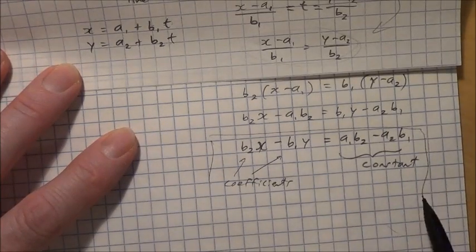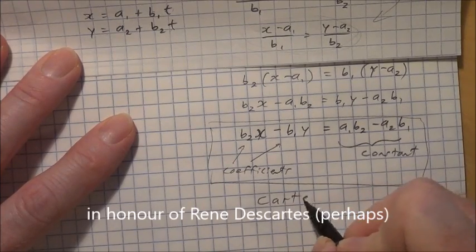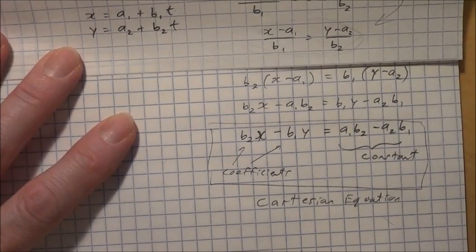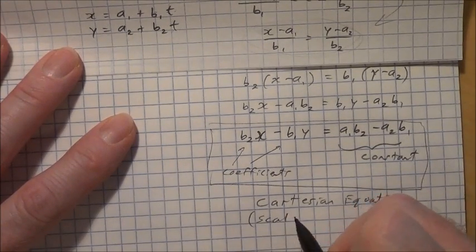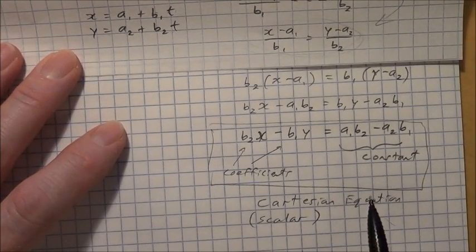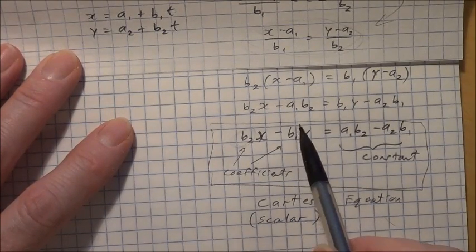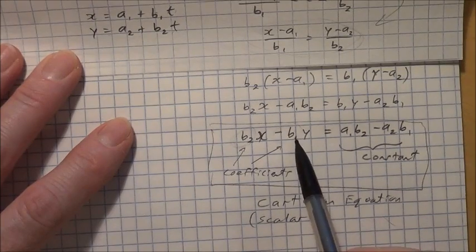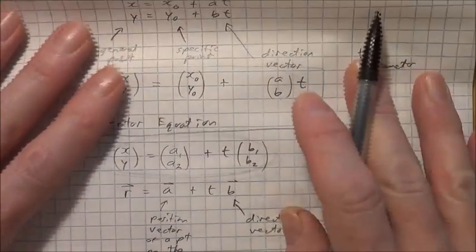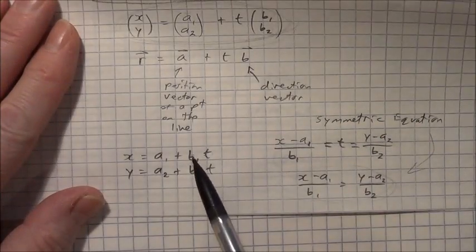This equation is actually called the Cartesian equation. Also, it can be known as the scalar equation. But this is the Cartesian equation, and I just want to point out quickly here, look where b2 is and what happened to the b1. Look where the b1 is, and notice the sign compared to the b1 and b2 in this form, or even in the parametric form.